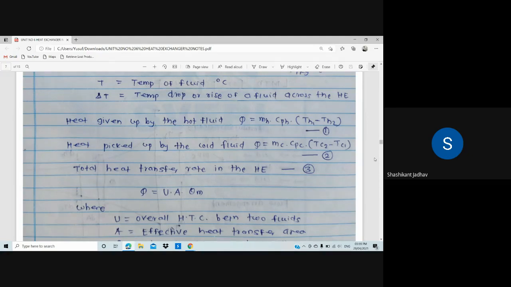Okay, then we have to write down the next equation, heat picked up by the cold fluid.